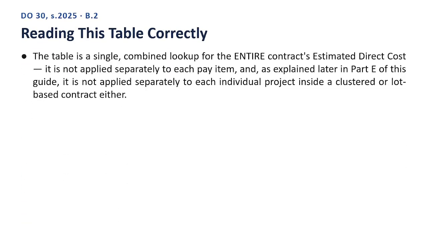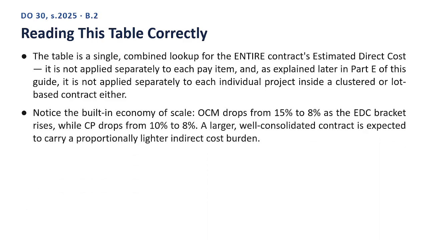Point 1. The table is a single, combined lookup for the entire contract's estimated direct cost. It is not applied separately to each pay item, and, as explained later in Part E of this guide, it is not applied separately to each individual project inside a clustered or lot-based contract either. Point 2. Notice the built-in economy of scale. OCM drops from 15% to 8% as the EDC bracket rises, while CP drops from 10% to 8%. A larger, well-consolidated contract is expected to carry a proportionally lighter indirect cost burden.